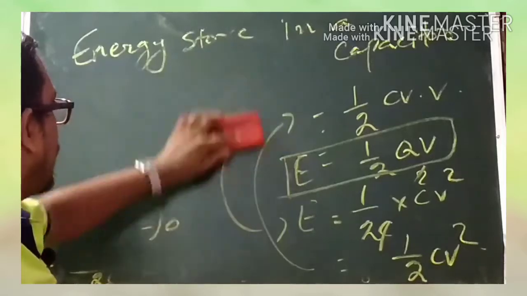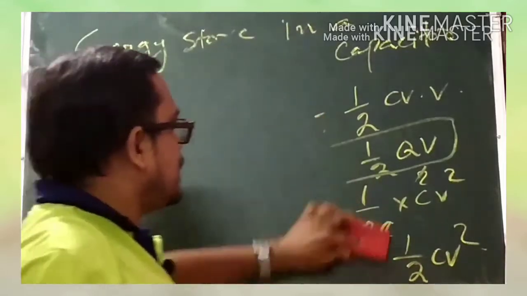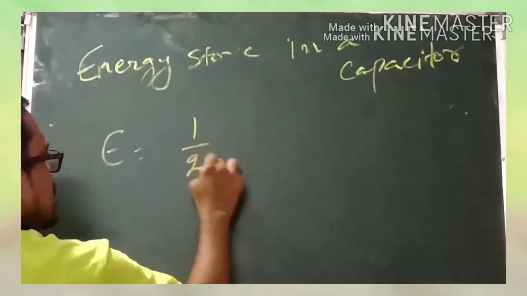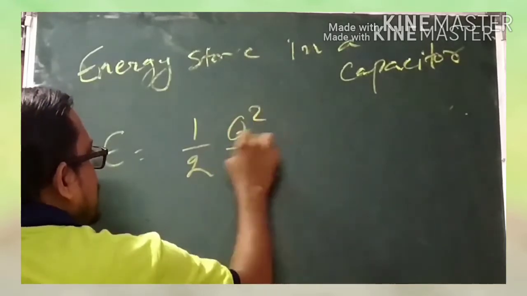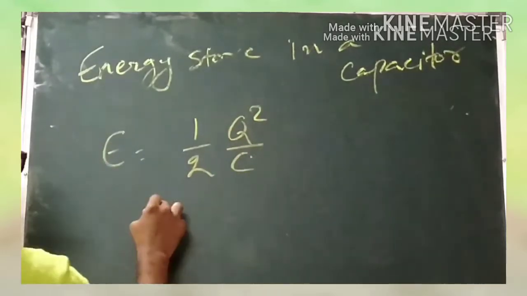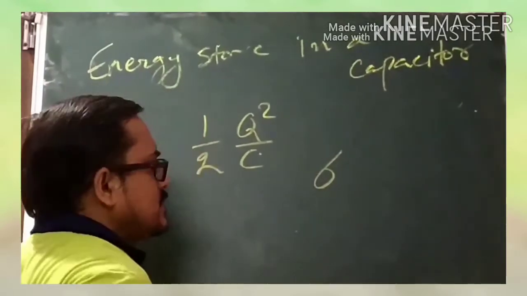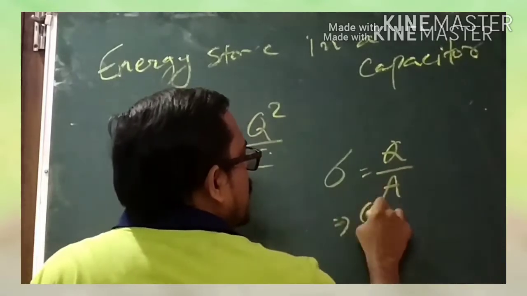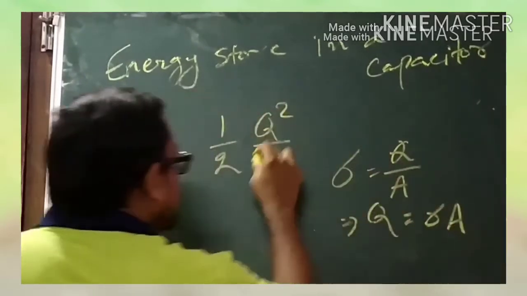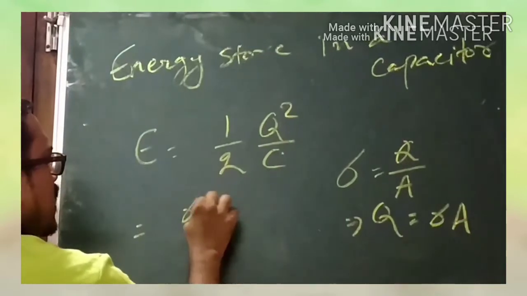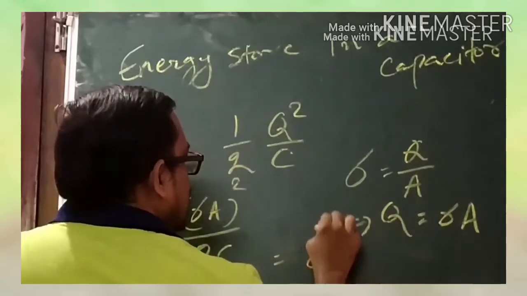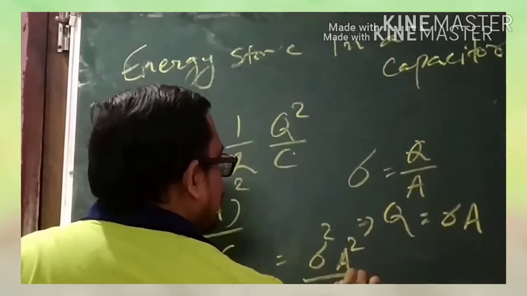Okay. Now we have to calculate the energy density. So for finding the energy density, as we know, the energy stored in a capacitor is Q square by 2C. Now again we know surface charge density sigma is equal to Q by A. Now putting Q equal to sigma into A, put this value in this equation. So this is sigma A whole square by 2C. So this is nothing but sigma square A square by 2C.